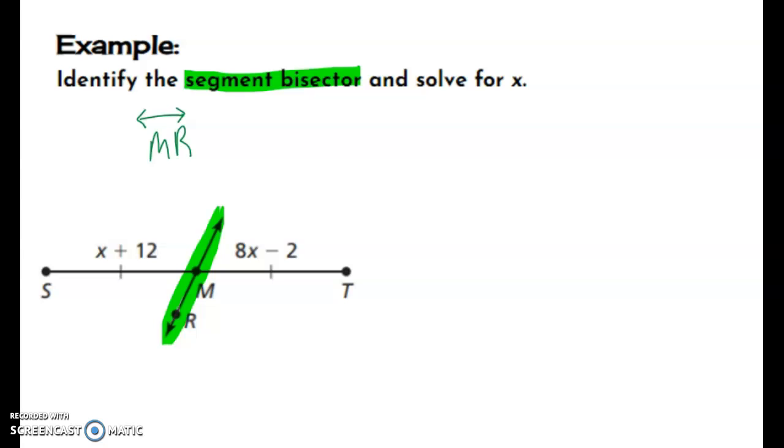Okay, so now it wants us to solve for x. Well, since it's a segment bisector, we know that SM and MT are going to be equal, because it cuts it into two equal parts. So SM is x plus 12, and MT is 8x minus 2, and they're equal. So now that's the geometry portion, using the information, the vocabulary of segment bisector.